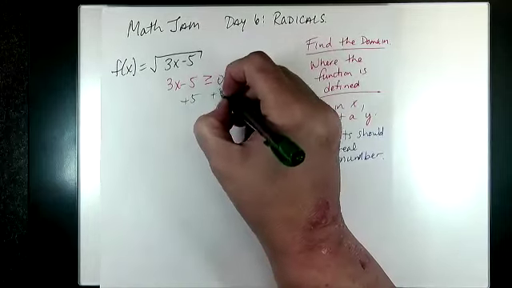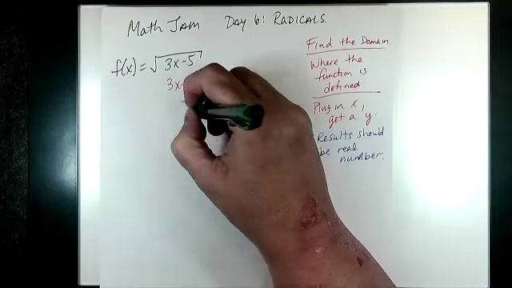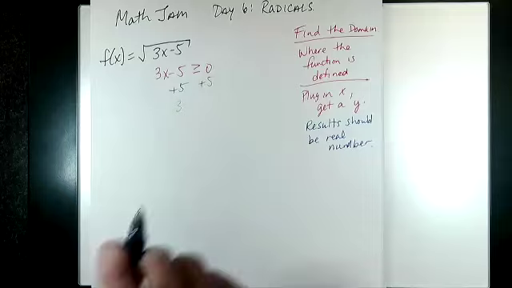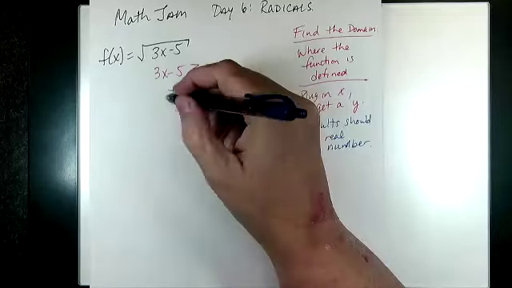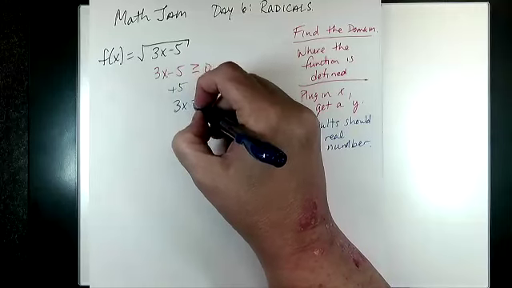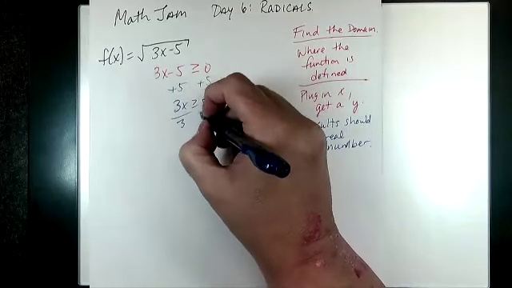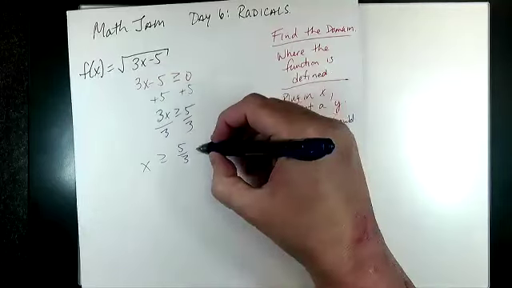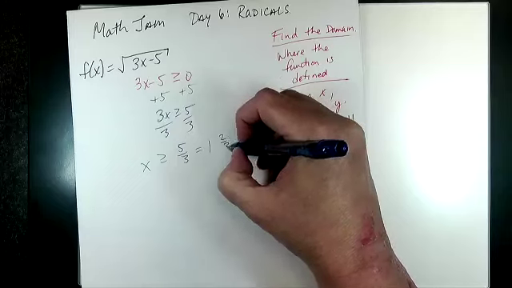And so we quickly go through it. 3x minus 5 is greater than or equal to 0, so 3x is greater than or equal to 5, and we get x is greater than or equal to 5/3, which is 1 2/3.